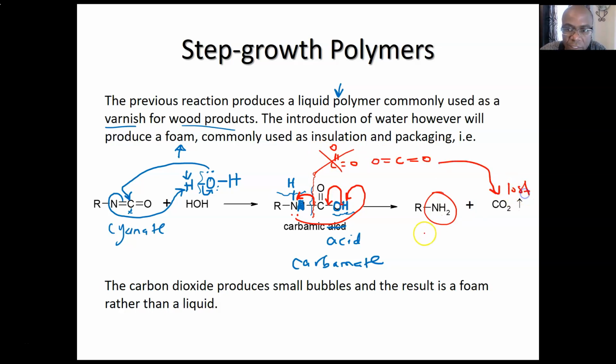That's lost. Okay, so you get an amine, primarily a primary amine. The CO2 produces small bubbles, and this results in a foam rather than a liquid. So whenever you do hydrolysis of cyanides, you get a foam, all because of the CO2 that creates bubbles, which helps in insulation and packaging.